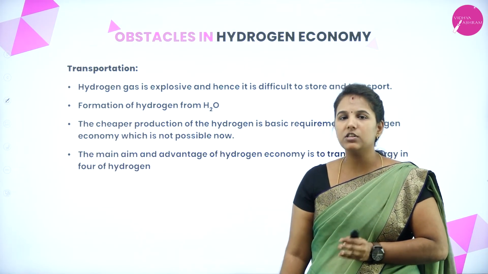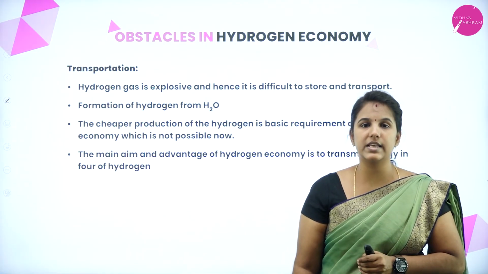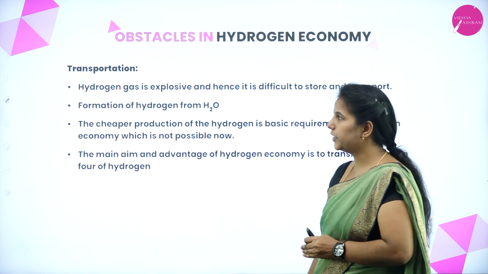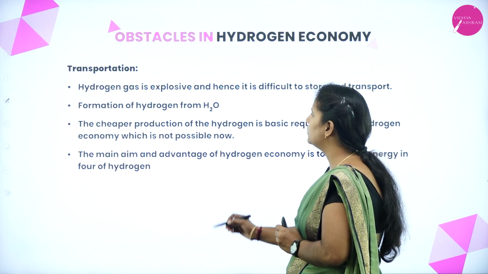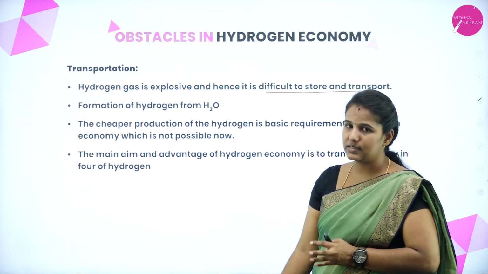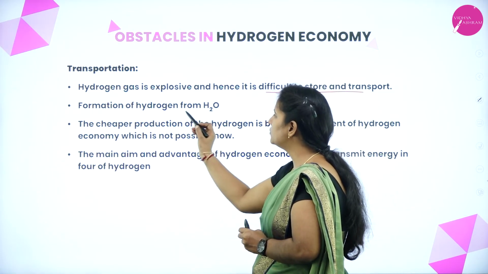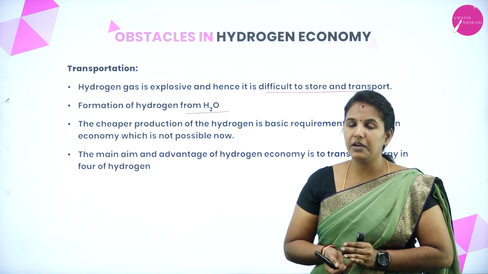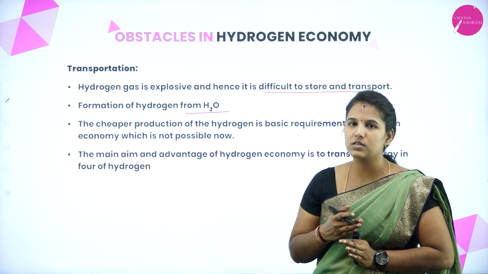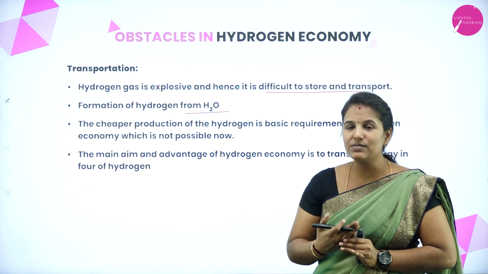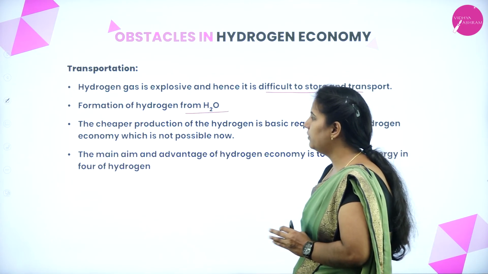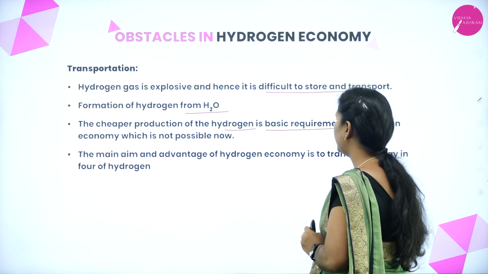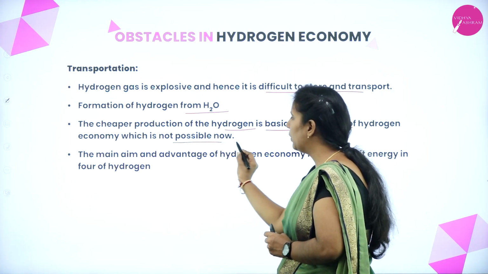Next, we also have some obstacles in using hydrogen, because of transportation. Is it right? Hydrogen gas is explosive, hence it is very difficult to store and transport, and the formation of hydrogen from H2O is very difficult. To produce hydrogen from the water molecule is a long process. That is why production as well as transport becomes difficult for industries, and cheaper production of hydrogen is a basic requirement of the hydrogen economy, which is not possible now.